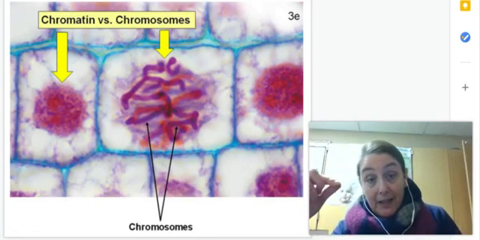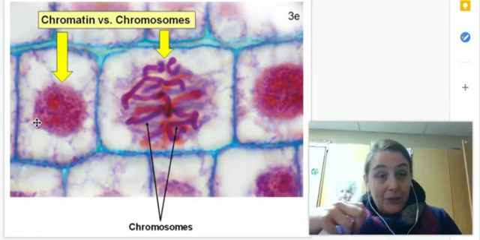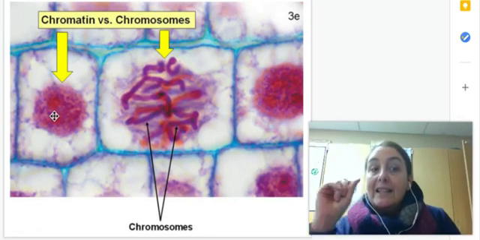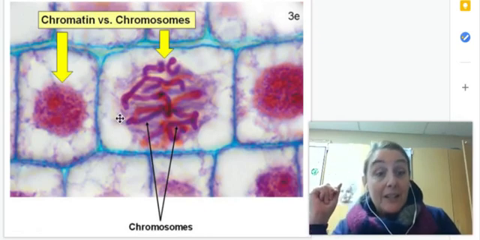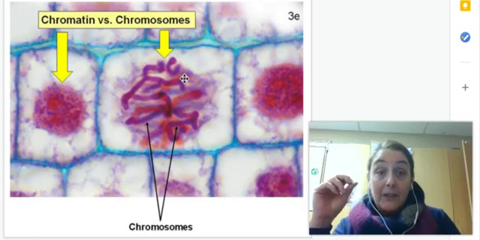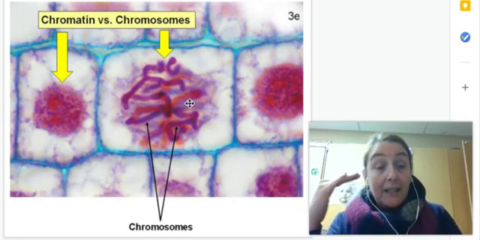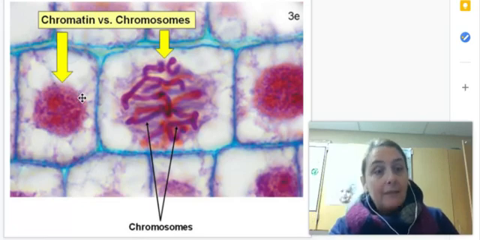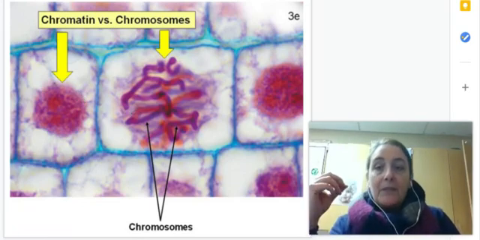To copy DNA, cells need the DNA in a form that's like a jumbly mess, chromatin. That's great for copying. It stinks for separating because it's tangled up. So to separate exact copies, they put the DNA into a form called chromosomes. Today, we're going to turn our attention to the stages in a cell's life where it is copying and it's in chromatin and it's separating as chromosomes.